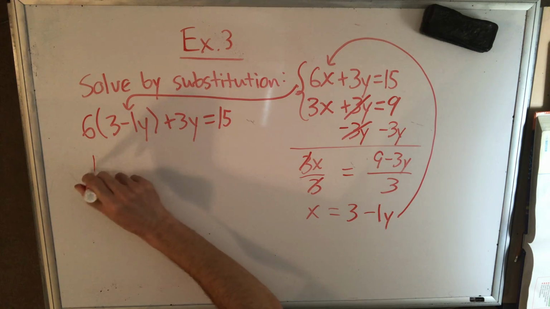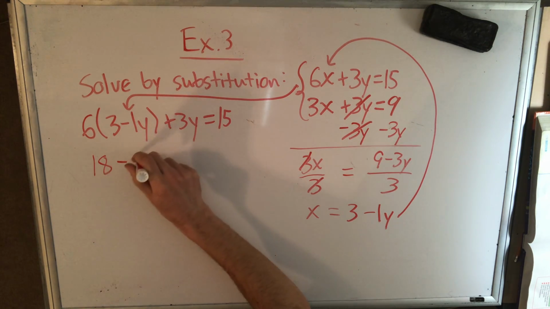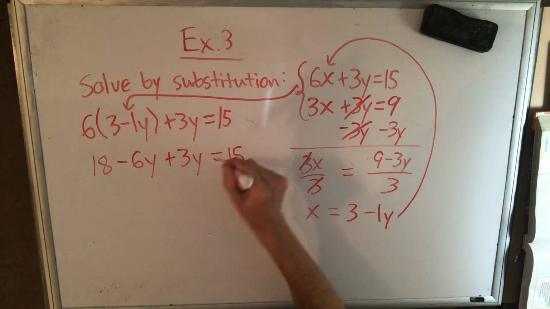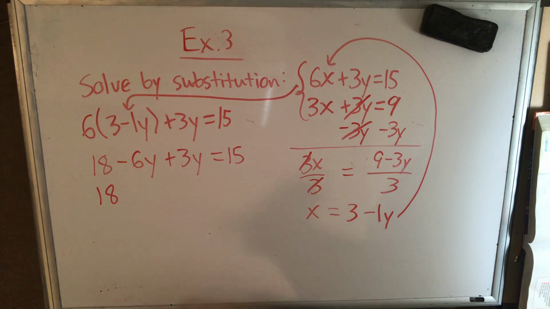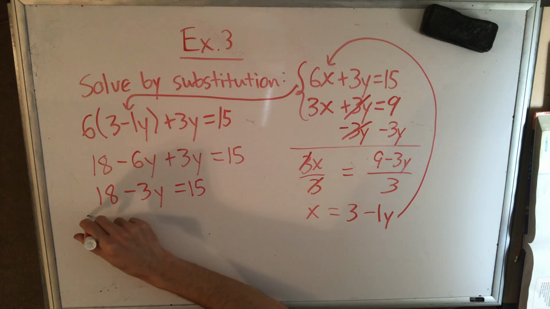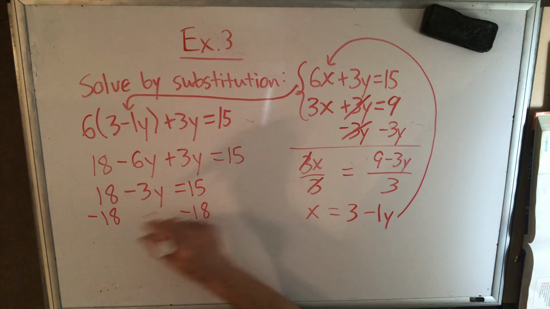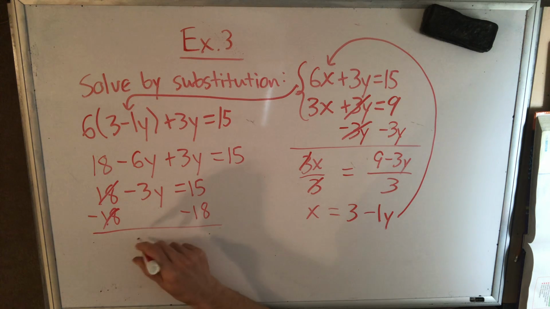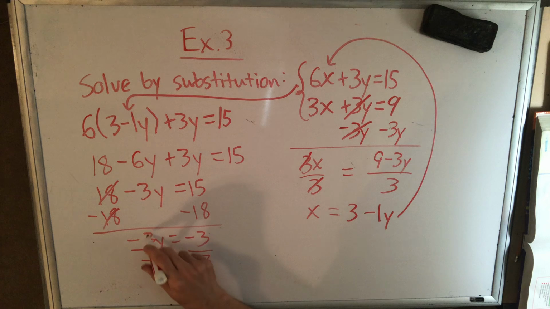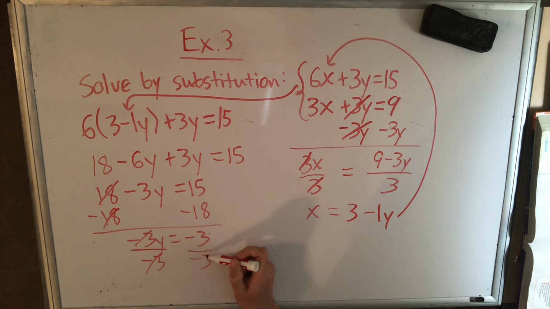6 times 3 is 18. 6 times negative 1y is negative 6y. Plus 3y equals 15. Add the like terms. Negative 6y plus 3y is negative 3y. Subtract 18 from each side. 18 minus 18 is 0, so it cancels out. Negative 3y equals 15 minus 18, which is negative 3. Divide each side by negative 3. The negative 3's cancel out. Negative 3 divided by negative 3 is positive 1.